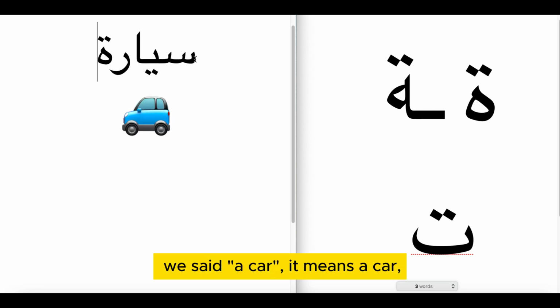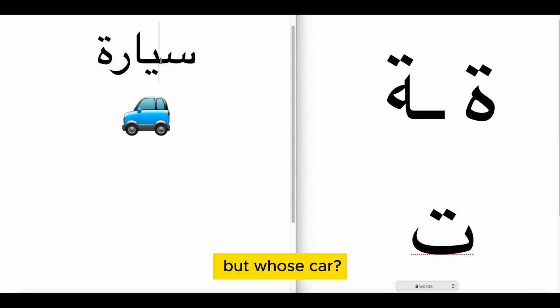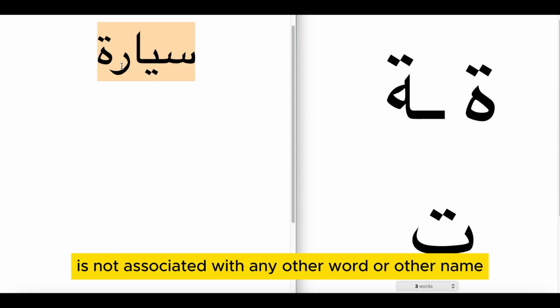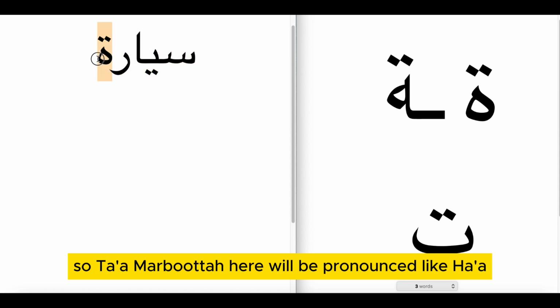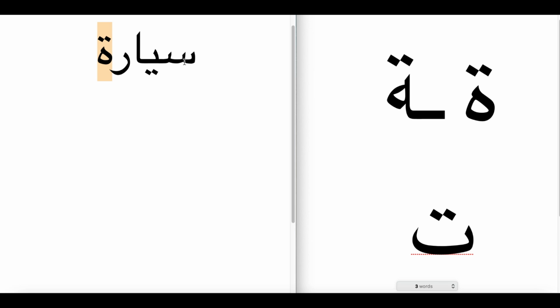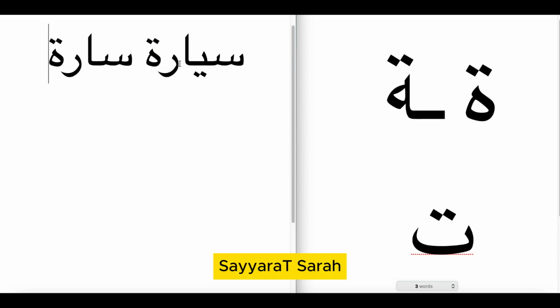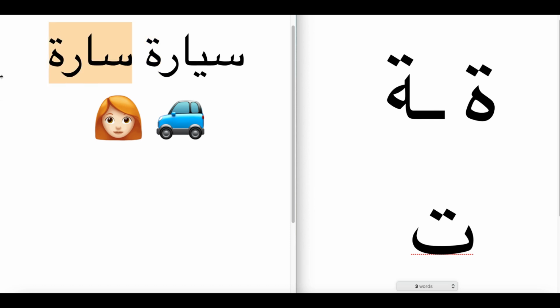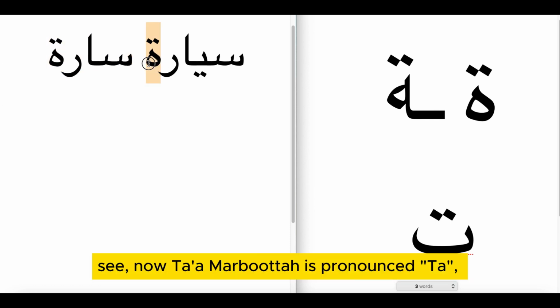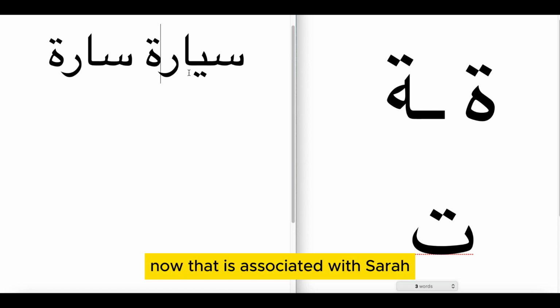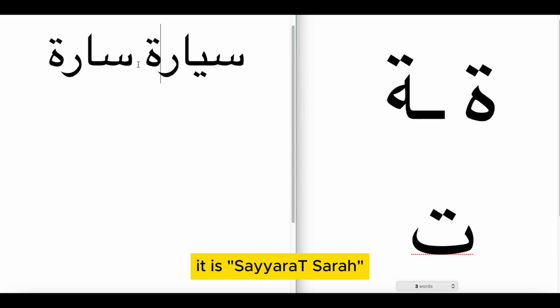sayyara. We said a car, it means a car. But whose car? What car? We didn't say. So this word sayyara is not associated with any other word or other name. So ta marbuta here will be pronounced like ha. Sayyara. But if we say that this is Sarah's car, sayyarat Sarah. See, now ta marbuta is pronounced ta. Without Sarah, it was sayyara. Now that it's associated with Sarah, it's sayyarat Sarah.